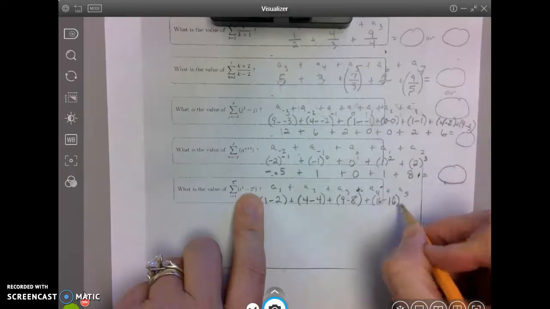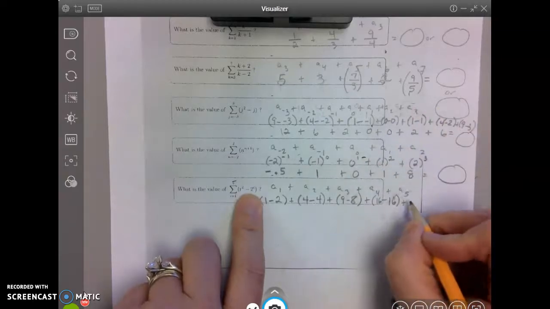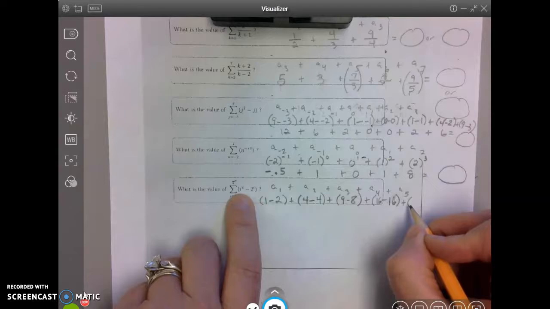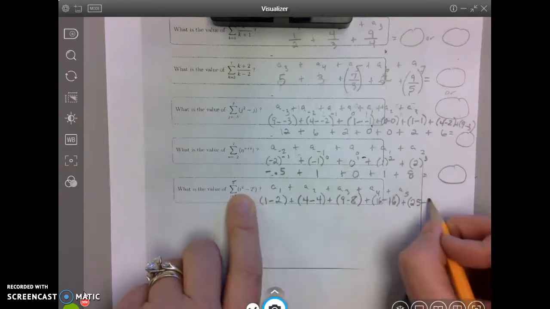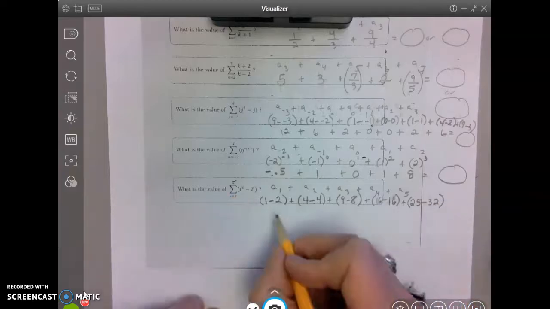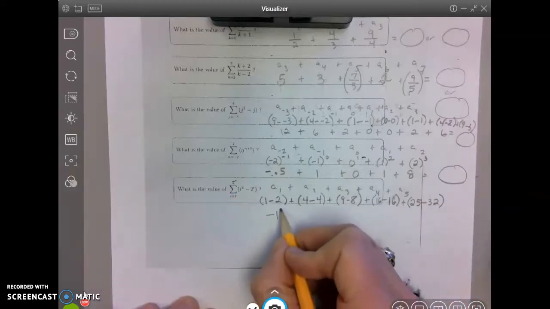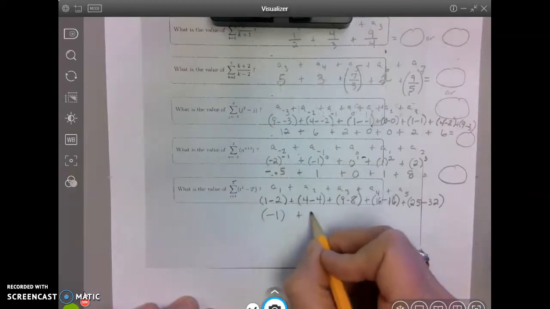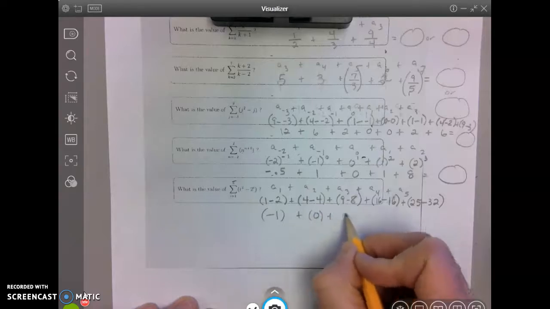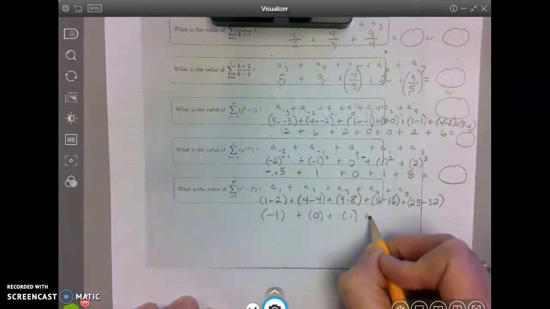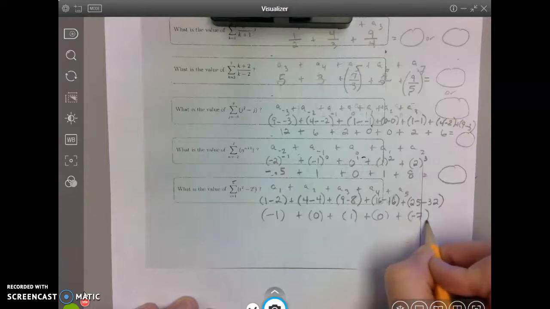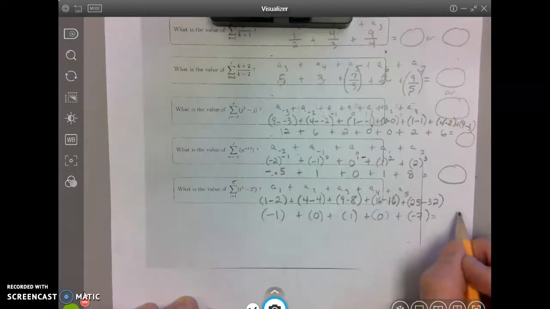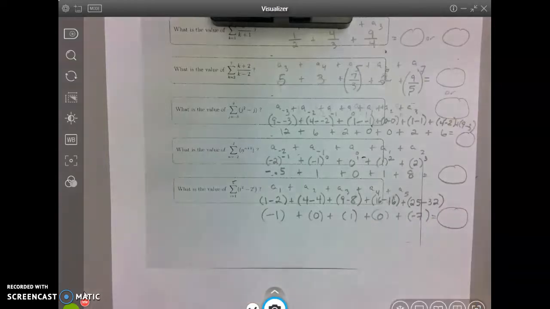So this becomes 16 plus 5 squared is 25 minus 2 to the fifth would be 32. So I've got negative 1 plus 0 plus 1 plus 0 plus negative 7. Add those up, and I'll get my final answer.